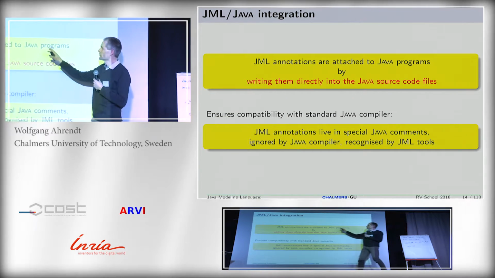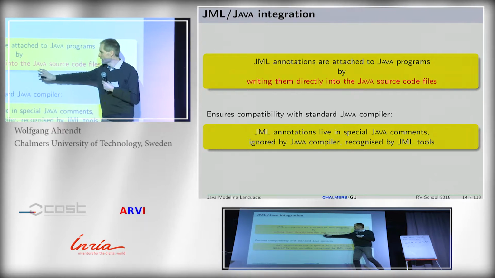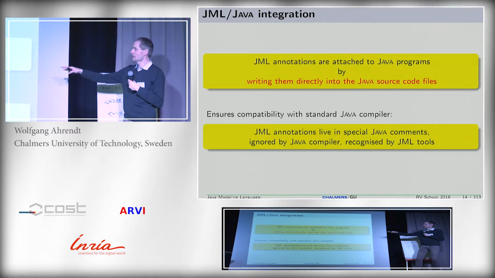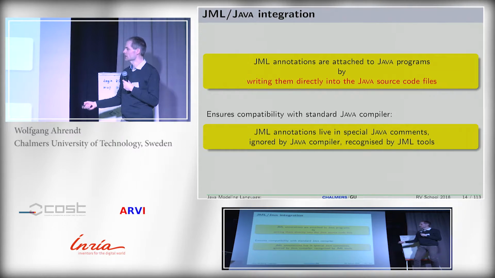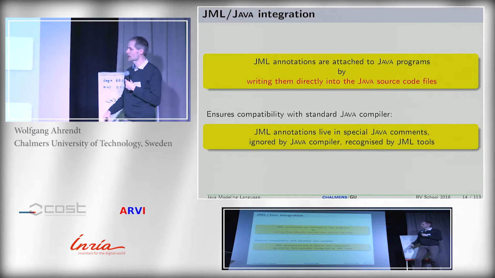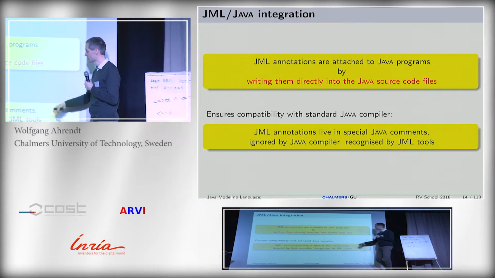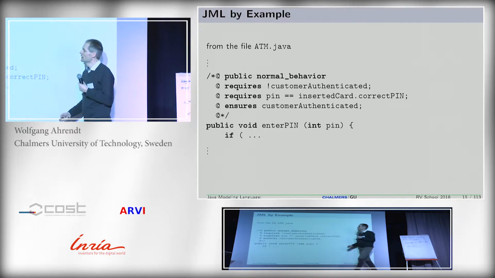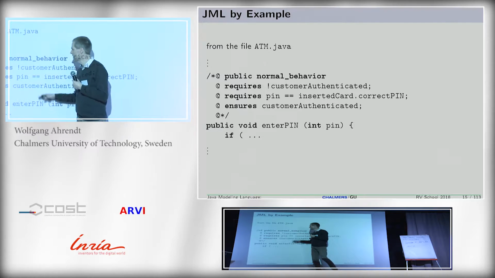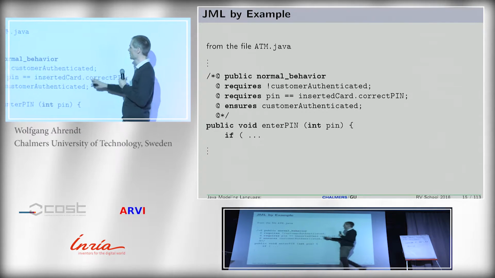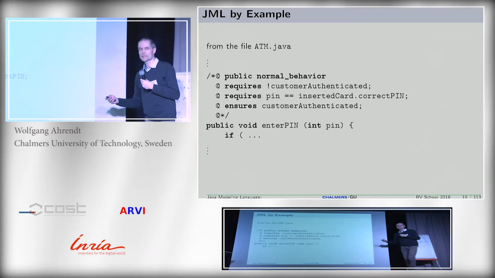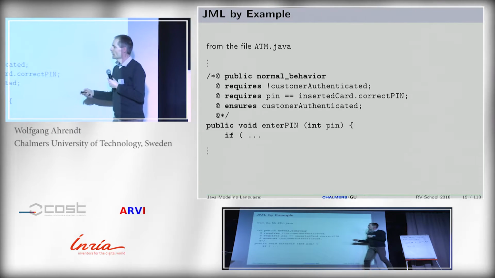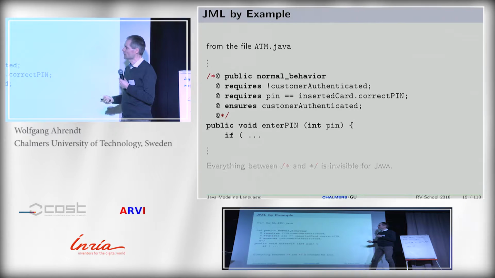Annotations are attached to the program directly, and to ensure compatibility with the Java standard, the annotations live in special comments, which are ignored by the Java compiler but understood by the JML tools. And here is such an example. So we now extend enter pin with specification, and I will go through the specification bit by bit. It's quite primitive for the time being, but I want to introduce it from that corner here.